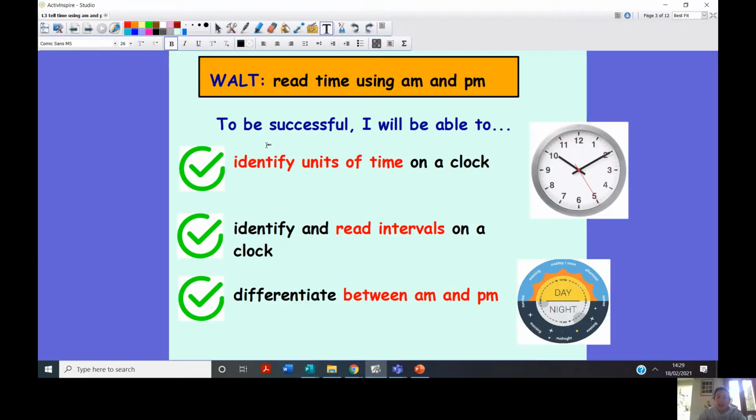So today we are going to be reading time using AM and PM. To be successful, we're going to be able to identify units of time on a clock, and identify and read intervals on a clock. And we're going to differentiate between AM and PM, which means we're going to look at what AM means in terms of time and what PM means in terms of time. Let's look at some of these key words.